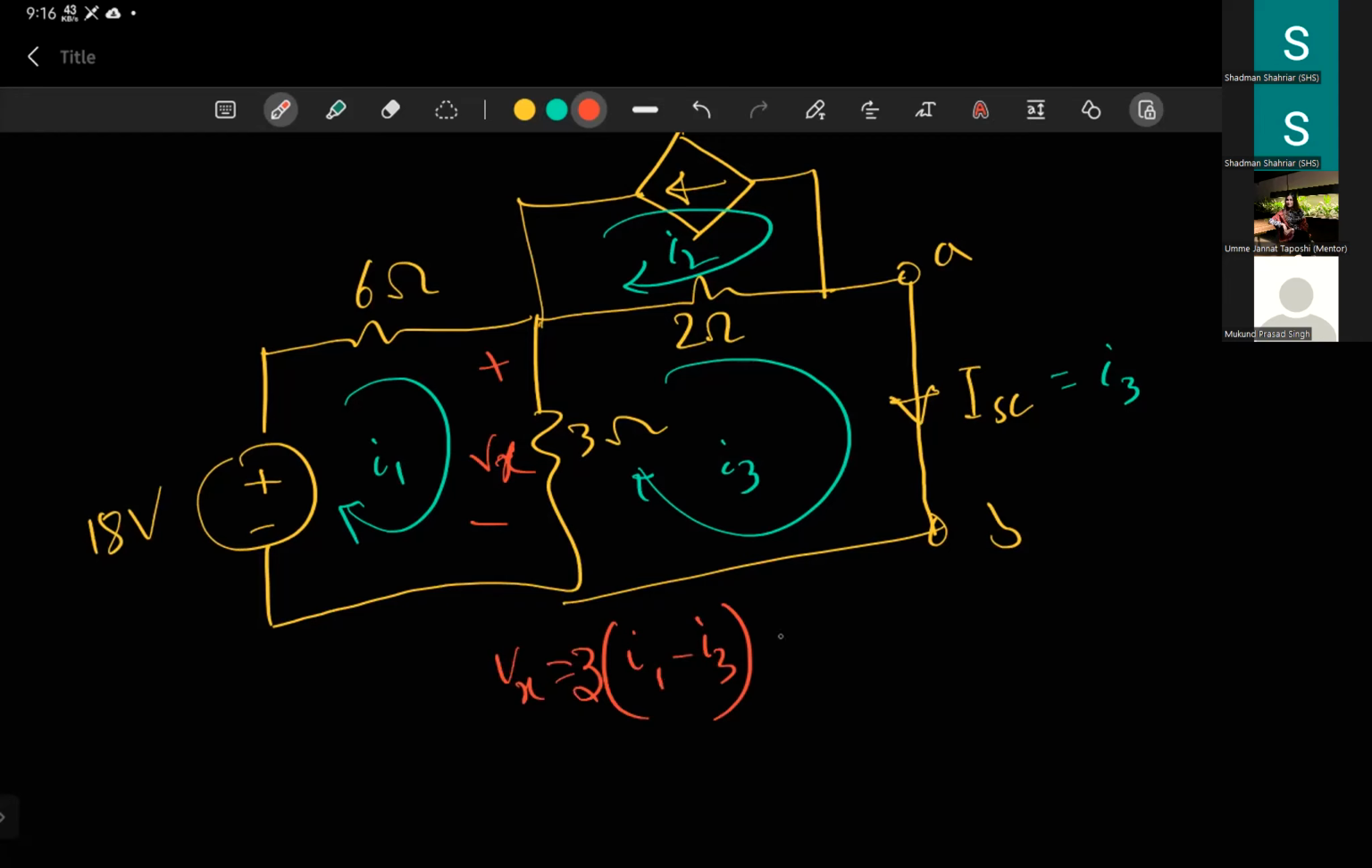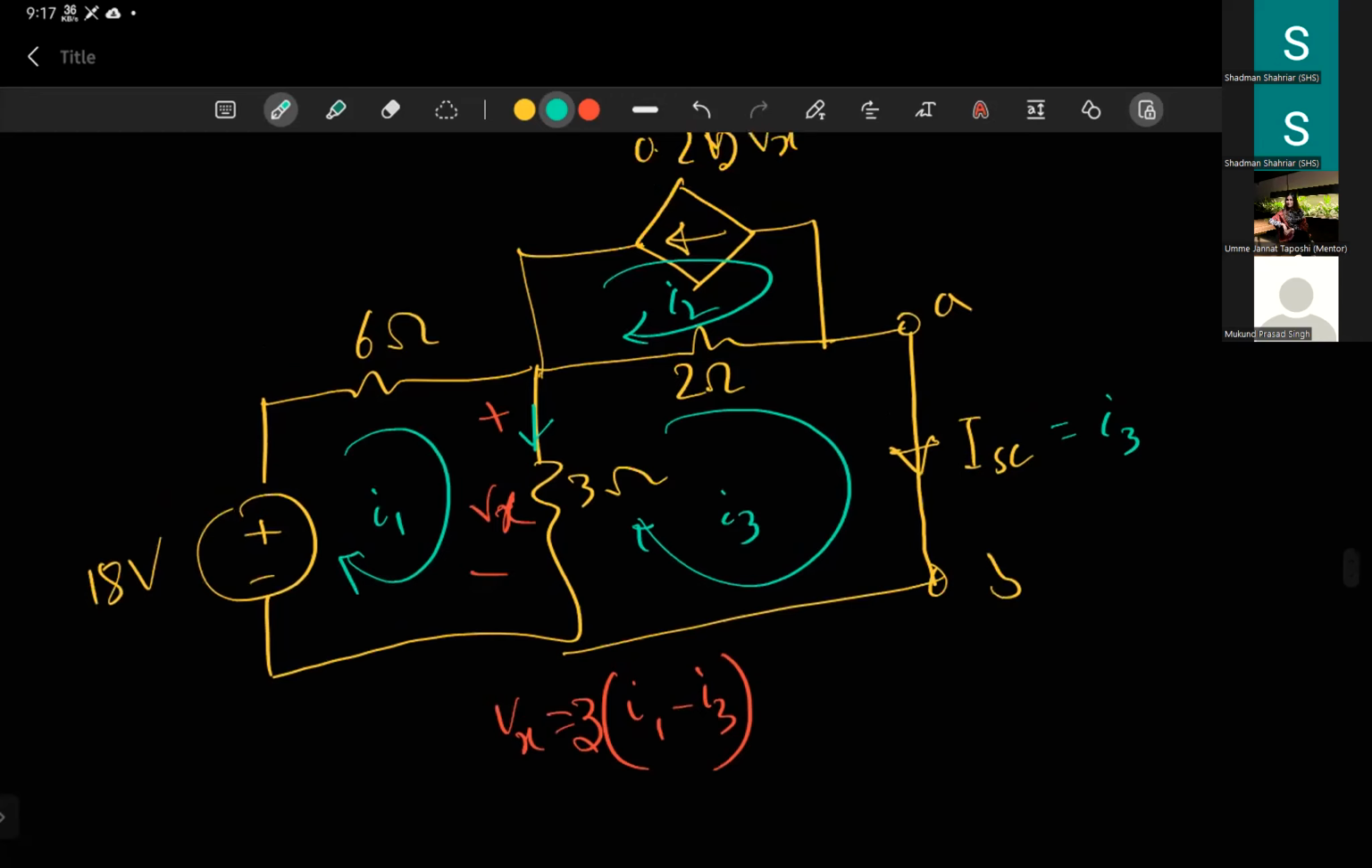And again, remember the passive sign convention. So you have to find the current in this direction because positive is here. Your current should flow from the positive terminal to the negative terminal through the resistor, and in that direction the current is I1 minus I3, not the other way around. And again, you have I2 equals minus 0.25 Vx. You can replace the value of Vx there.